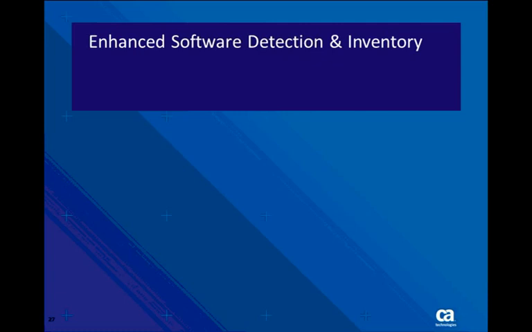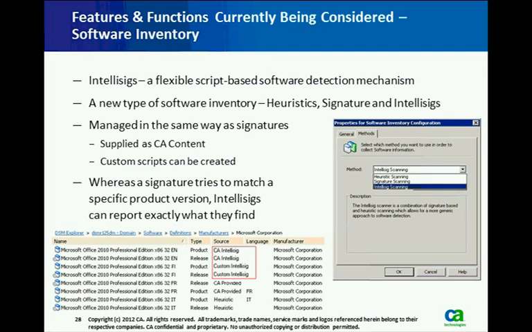This is a feature, Enhanced Software Detection and Inventory, that we're adding in our feature pack. This is not in Service Pack 1, but this is something that we're going to be adding, and it will be available in beta, as I said, in June. So right now, Client Automation, IT Client Manager, supports two different ways of discovering inventory. One is heuristics, and the other is signature-based, by CA published signatures. We publish a signature for each release, each dot version, and each patch version, and those are all separate signatures.